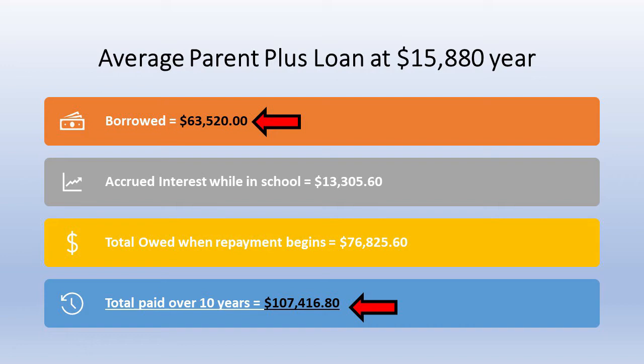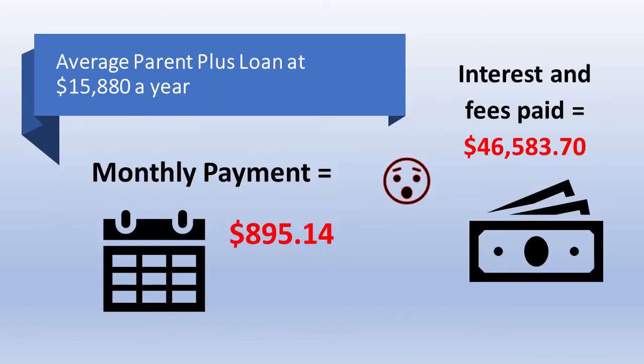If they were to take this out, the monthly payment would be close to $900, and how much they paid in interest and fees would be close to $46,583, which is a lot of money. But these Parent Plus loans, if you look at that $15,880, that is where a lot of parents will get into when students start going to a private school or an out-of-state school. They get these scholarships. The difference in funds between having to use the Stafford and actually covering that cost of attendance is going to be about $20,000.